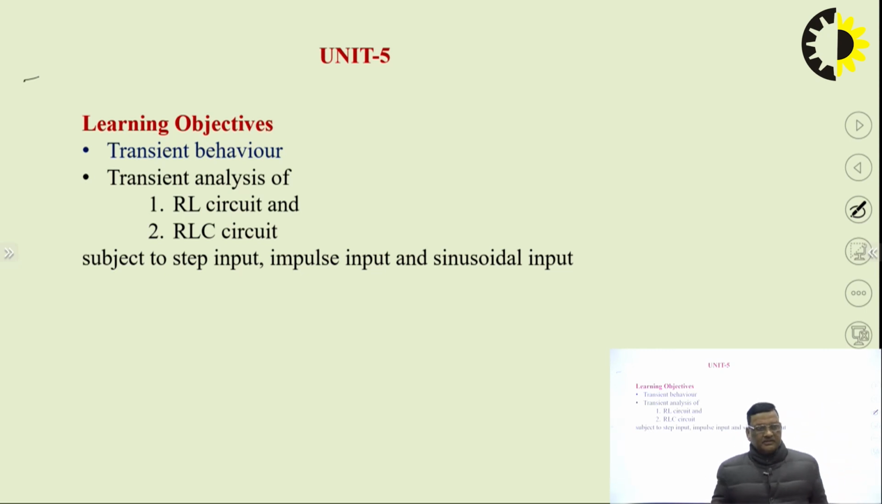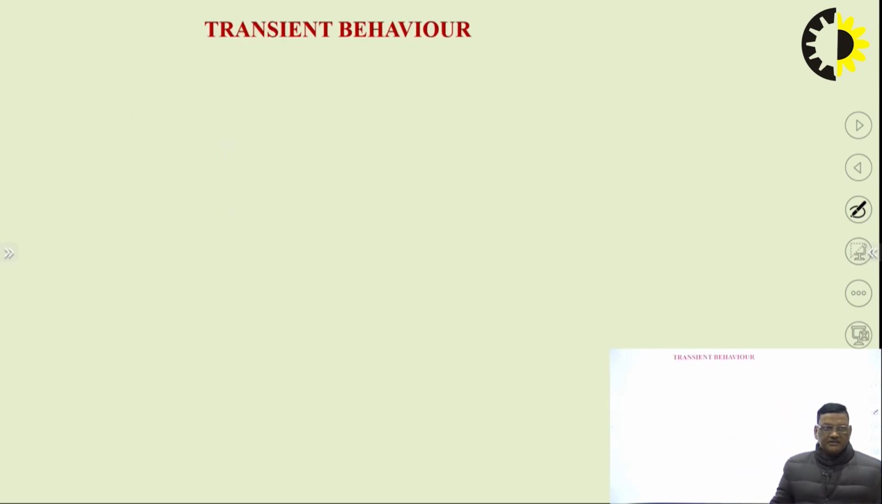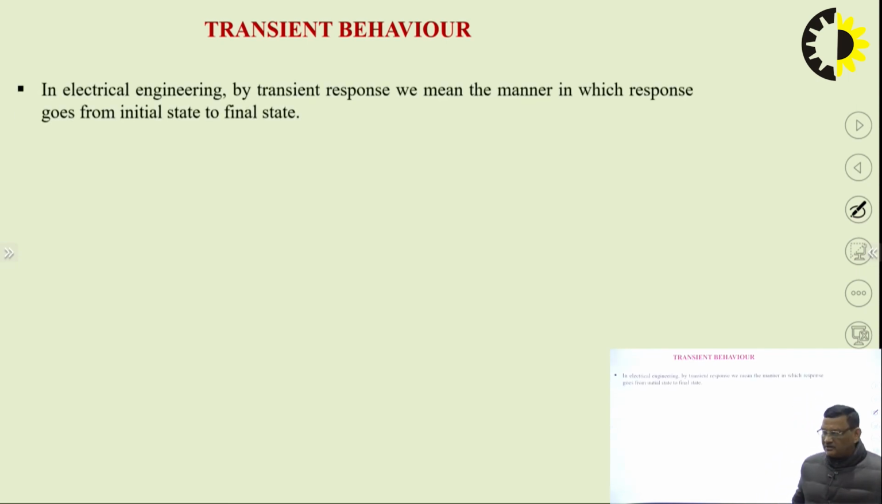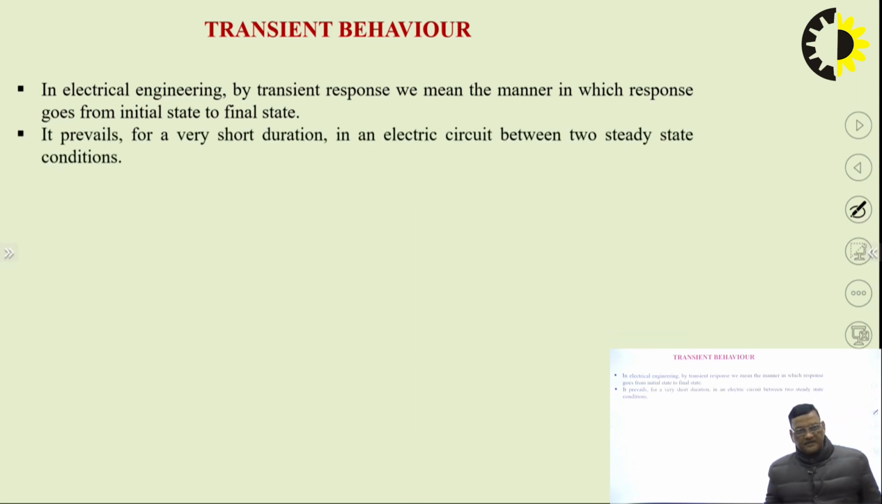What do we mean by the transient behavior? Basically it is part of your time response. Time response consists of two parts. One is the transient response and the other is the steady state, and both together are known as the time response of the circuit, system or network. By transient response we mean the manner in which the response goes from the initial state to the final state, and this transient response exists between two steady states.